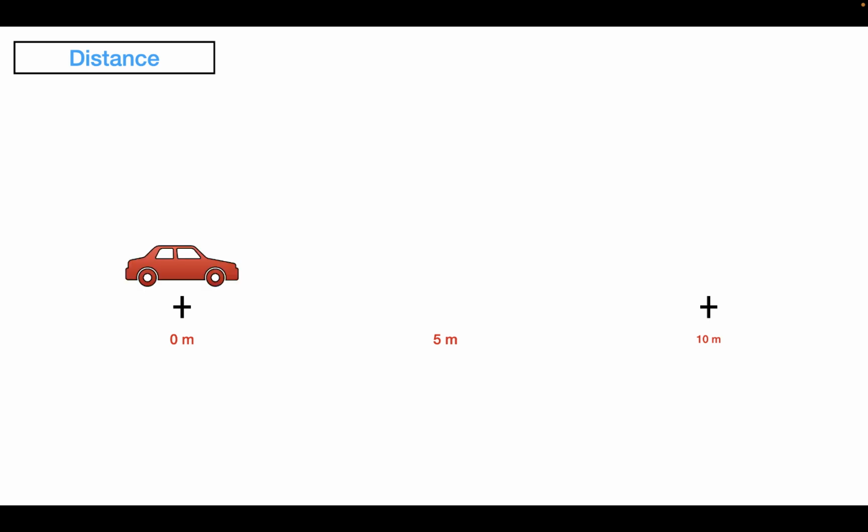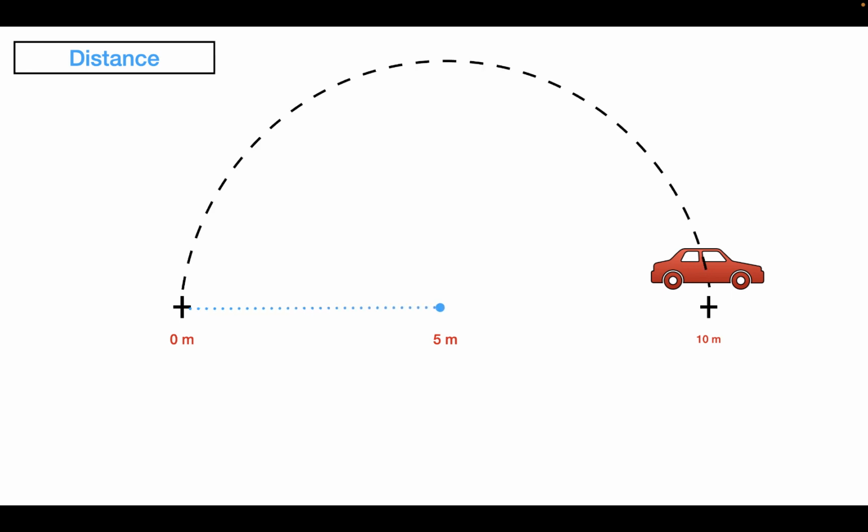So now let's take this same car and move from position 0 meters to the position marked as 10 meters, but this time we're going to move the car in a half circle. So if we trace the movement of the car and we take the radius, we can then calculate the distance that the car traveled. So the distance that the car traveled is equal to 2 pi times r over 2.